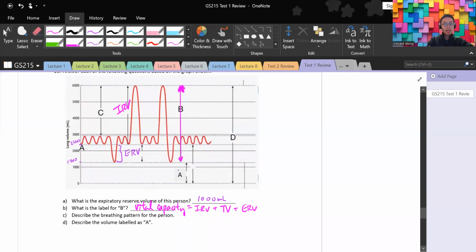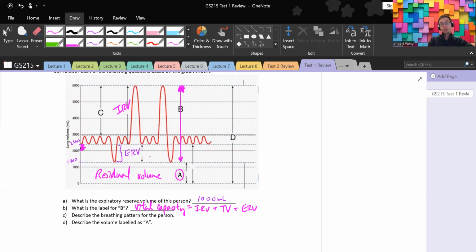Describe the volume labeled as A. I know that there is another A here, so we're talking about this A here. That would be the residual volume. We talked a lot about the residual volume last time, right? Remember, it's high in carbon dioxide. It is not useful for gas exchange. It does not participate in gas exchange, and we don't want to have a lot of residual volume. Okay, that's that.